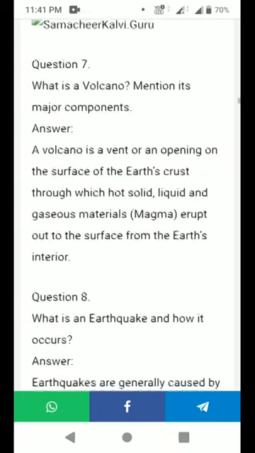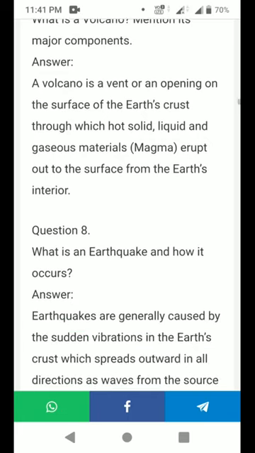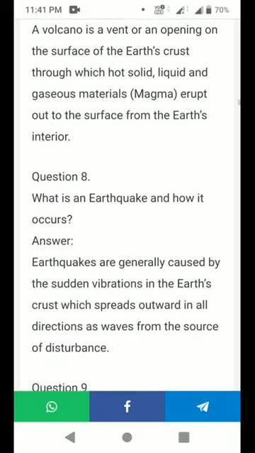Next question. What is a volcano? Mention its major components. So, a volcano is a vent or an opening on the surface of the earth's crust through which hot, solid, liquid and gaseous material erupt out of the surface from the earth's interior. Next question.